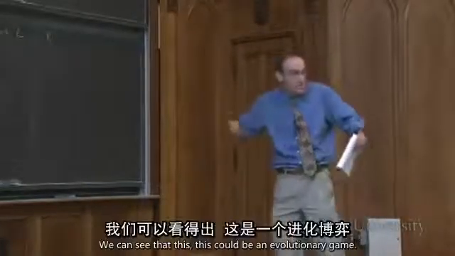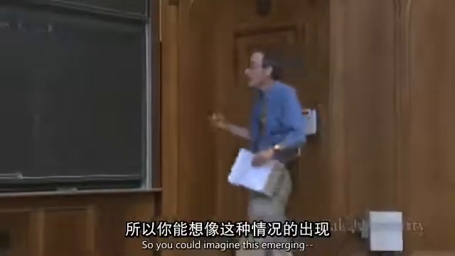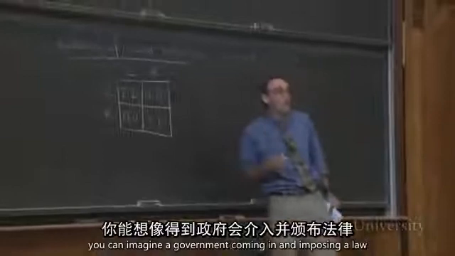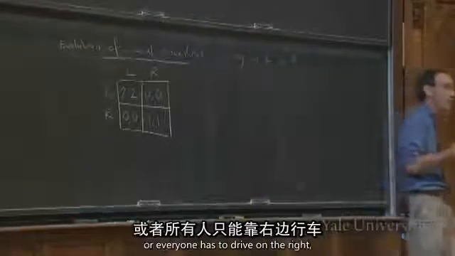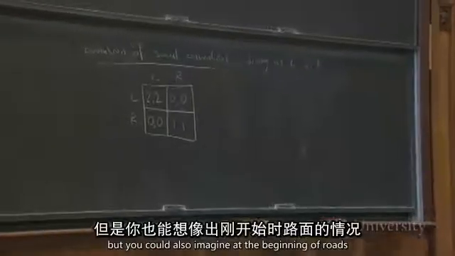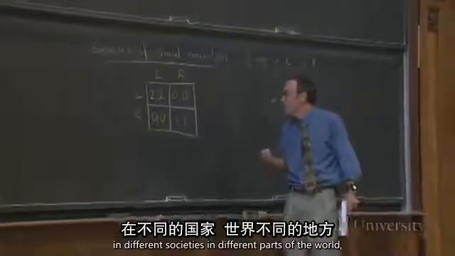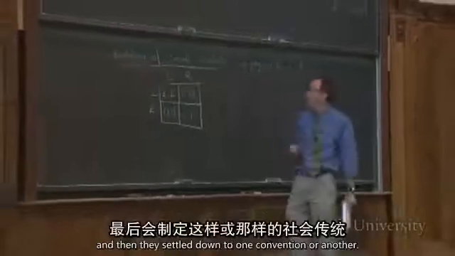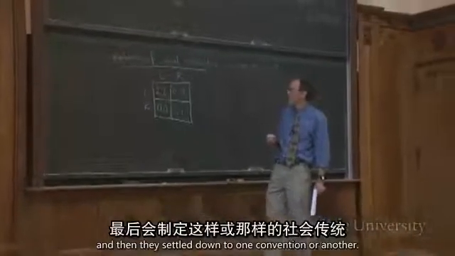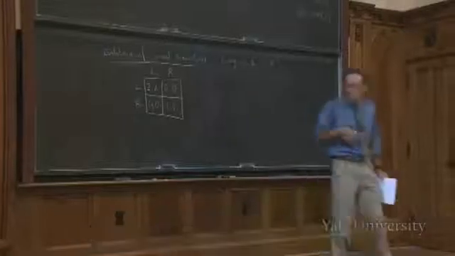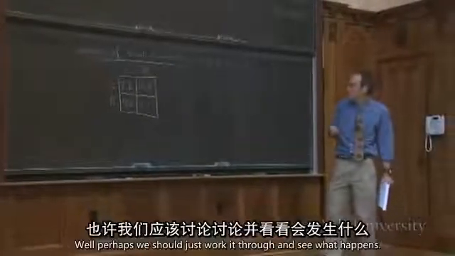And we can see this could be an evolutionary game, right? So you could imagine this emerging, you could imagine a government coming in and imposing a law saying everyone has to drive on the left or everyone has to drive on the right. But you could also imagine at the beginning of roads in different societies in different parts of the world, people just started doing something and then they settled down to one convention or another. And you can see how evolutionary stability is going to play a role here. Perhaps we should just work it through and see what happens.